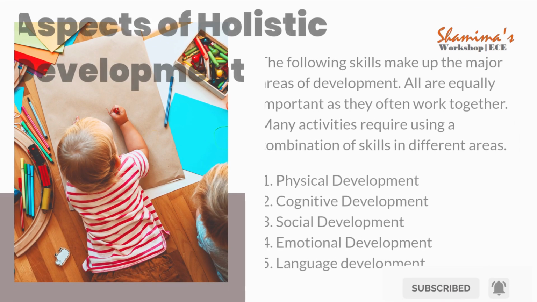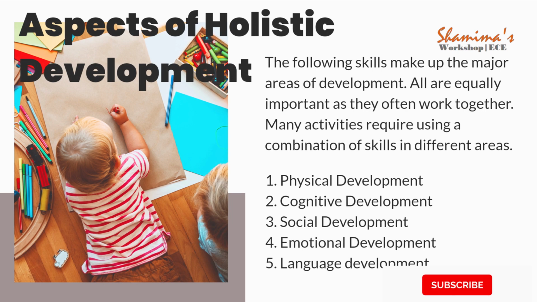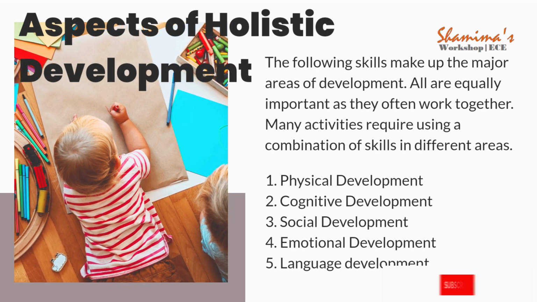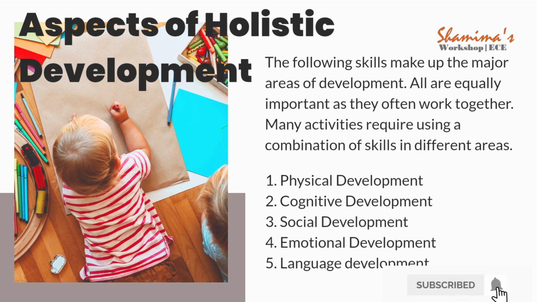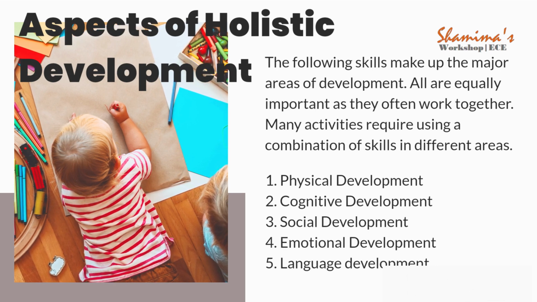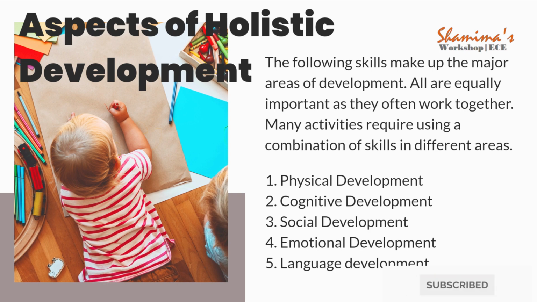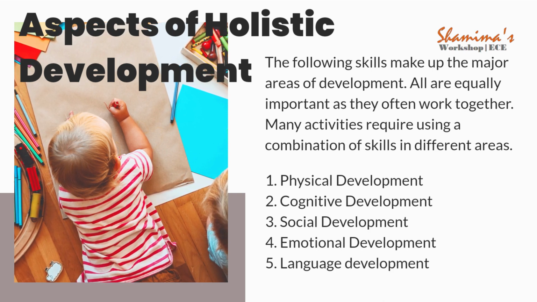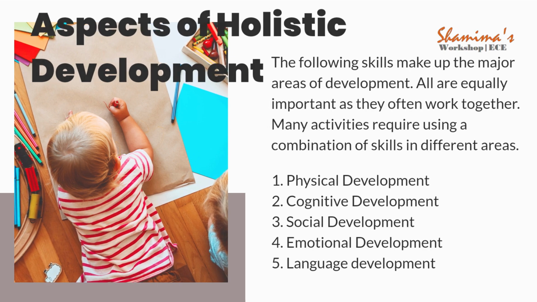Aspects of holistic development. The following skills make up the major areas of development. All are equally important as they often work together. Many activities require using a combination of skills in different areas: physical development, cognitive development, social development, emotional development, language development.